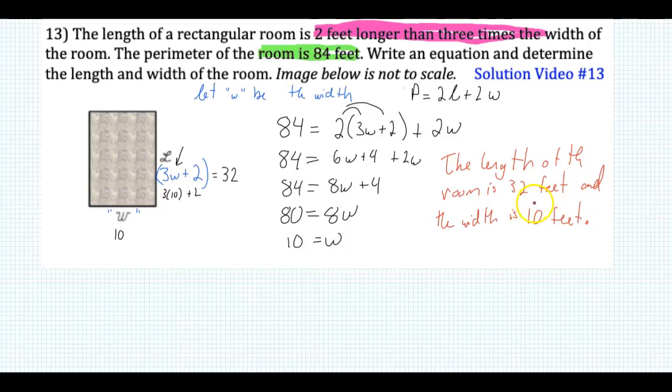Okay, we could go back and check to make sure that that's 84. So if I double this 32, that's 64, and then double this 10, that's 20, and 64 plus 20 would give me 84. That works. That is good. That's it. All there is to it.